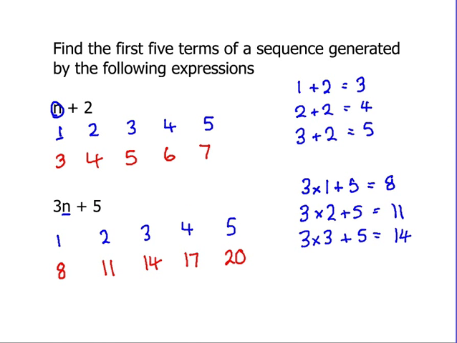Now remember, you can use this to find any number at all. So if I said to you find the 100th term, then all you would do is change n to 100. So you'd have 3 times 100 plus the 5. 3 times 100 is 300 plus 5. The 100th term must be 305.